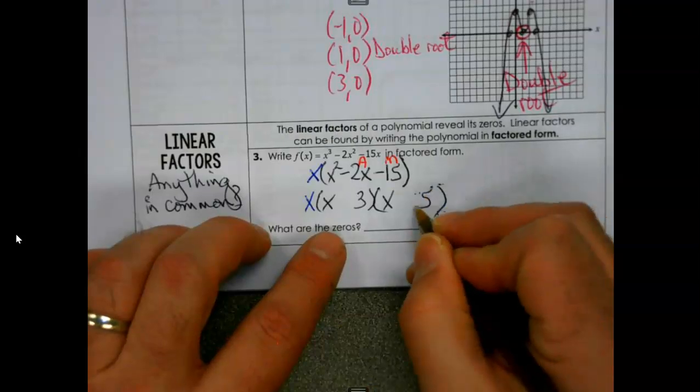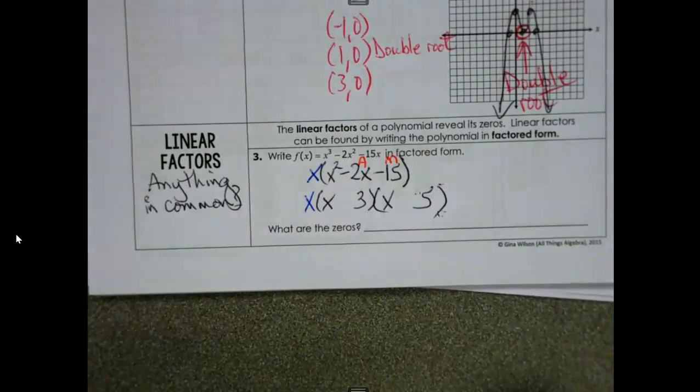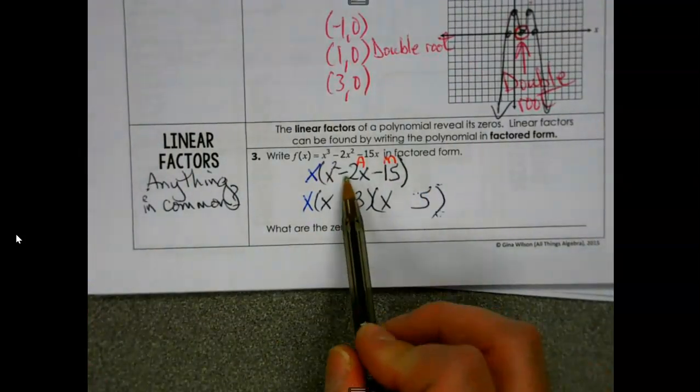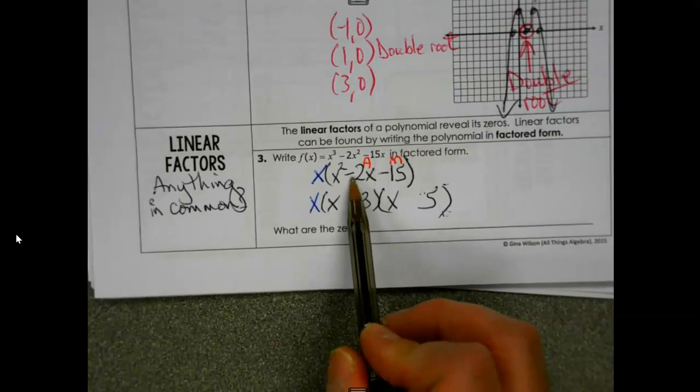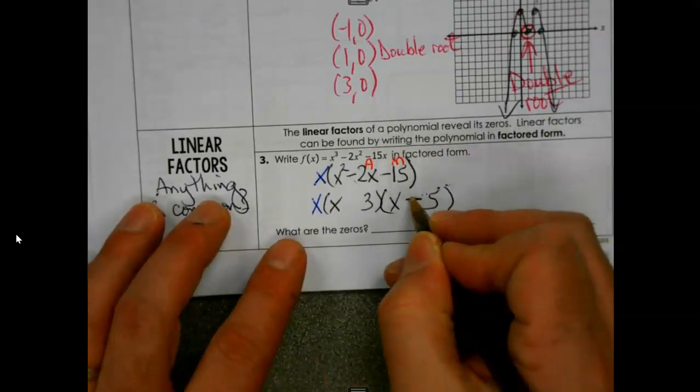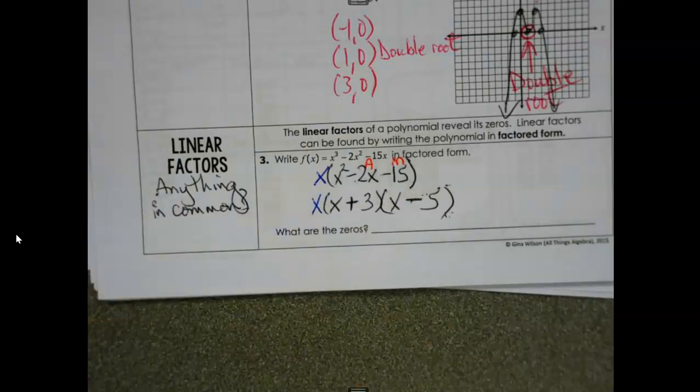Now, here's the question though. Okay, so 3 times 5 is 15. I can get to 2. That -2 means that's the sign of my bigger number. So -5 and +3.